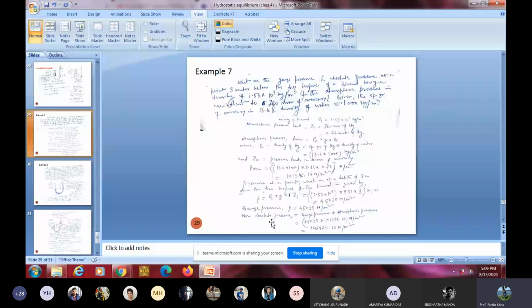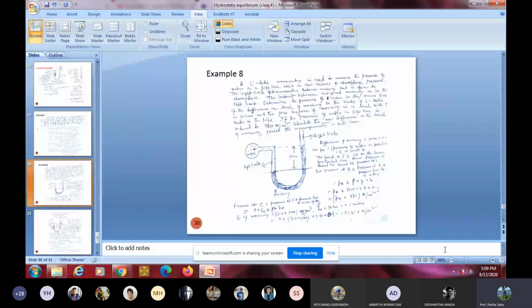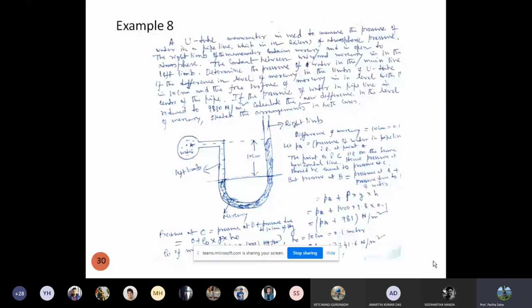Next problem, there are two parts. A U-tube manometer is used to measure the pressure of water in a pipeline which is in excess of atmospheric pressure. The right limb of the manometer contains mercury and is open to the atmosphere, right? This is the right limb. Determine the pressure of water in the main line if the difference of mercury level in the limbs of the U-tube is 10 centimeter.